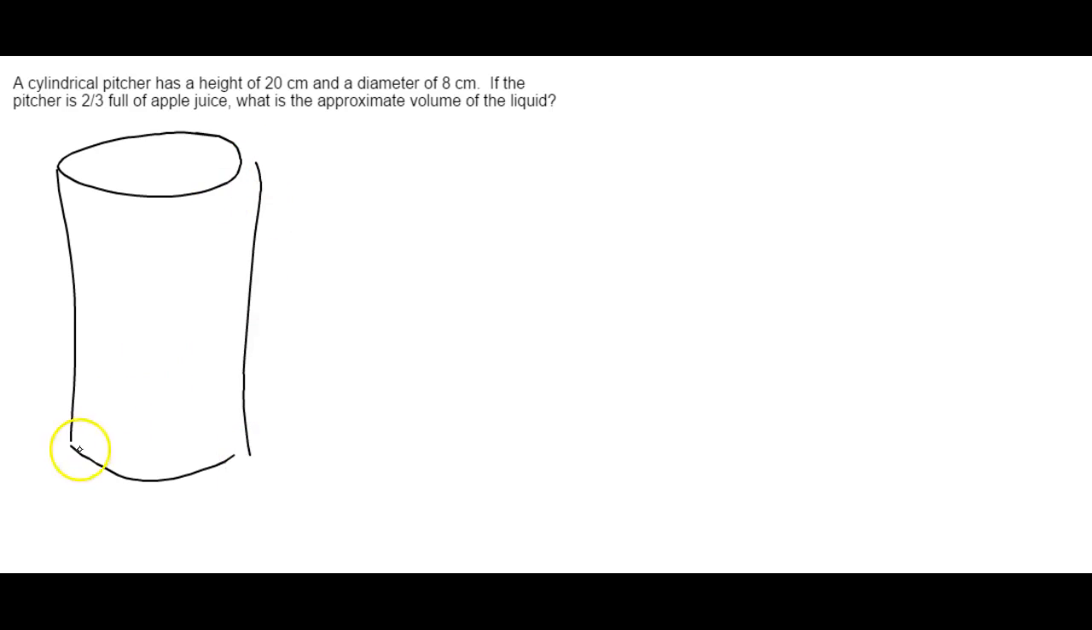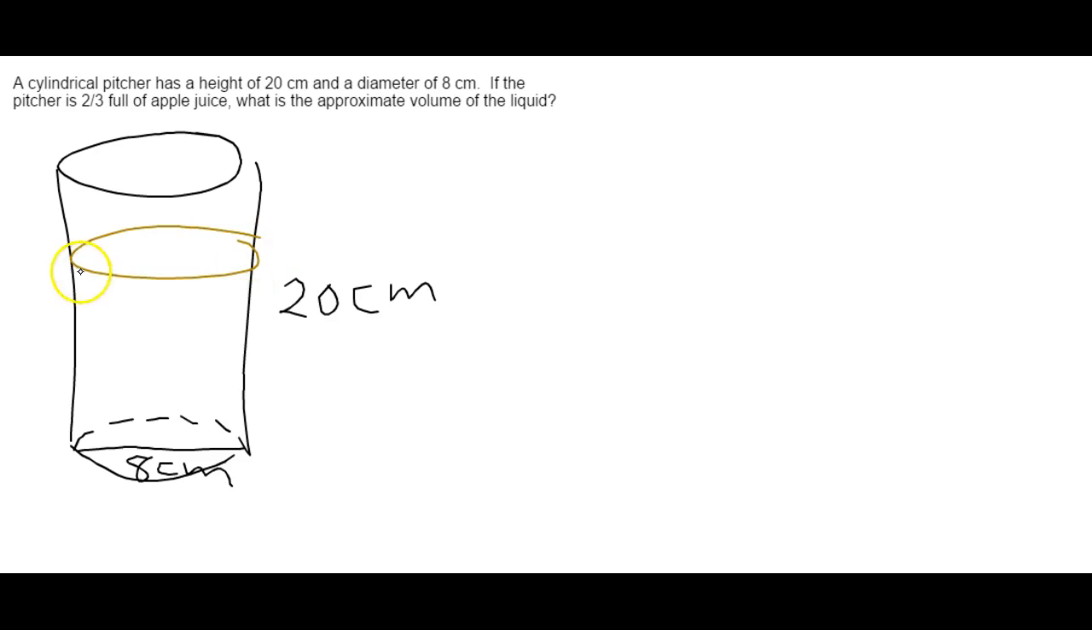The second question, a cylindrical pitcher has a height of 20 centimeters and a diameter of 8 centimeters. If the pitcher is 2/3 full of apple juice, what is the approximate volume of the liquid? So cylindrical means we're using our cylinder. They told us the height was 20 centimeters and the diameter all the way across was 8 centimeters. And then they said it's only 2/3 of the way full. We actually only have liquid 2/3 of the way up. So we do have to find the entire volume first.